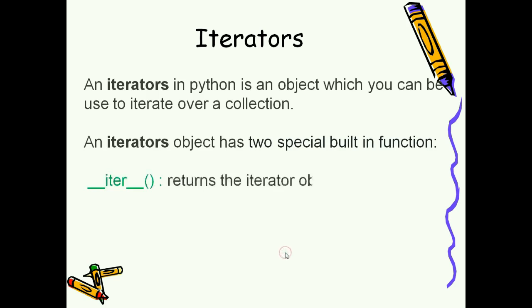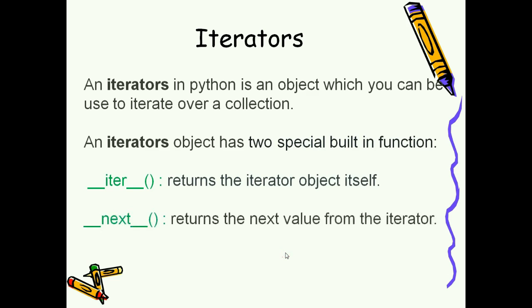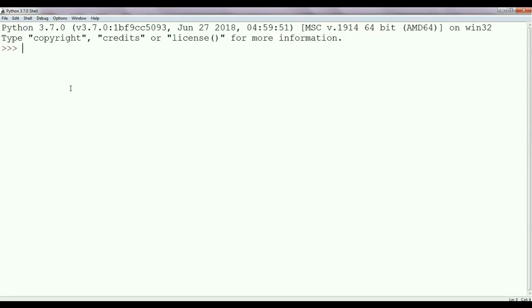First one is __iter__. This function returns the iterator object itself. And the second one is the __next__ function. This function returns the next value from the iterator. Okay, now let me open the Python IDLE editor.